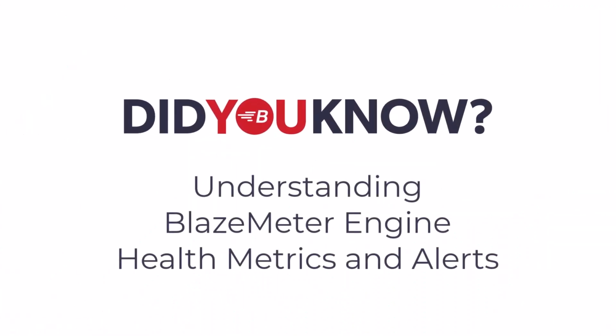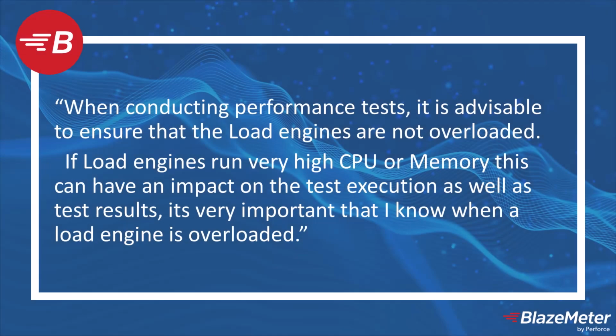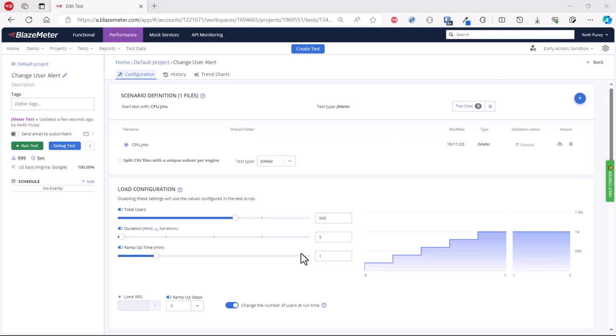So welcome to this Did You Know session on BlazeMeter engine health metrics. It's very important when you're running a load test that your load engine does not exceed thresholds because it can affect the execution of the test and also the test results you get from a test like JMeter. So if an engine is actually overloaded, you need to recalibrate that test. I'm going to show you how BlazeMeter alerts you when there's an issue.